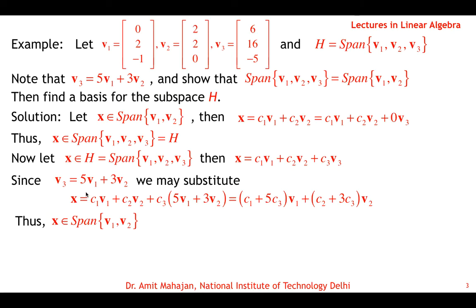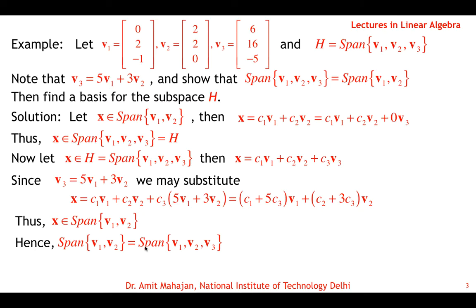Okay, and so any vector x in H is also in span of v1 v2, and any vector in span of v1 v2 is in H. Okay, so that means these two sets must be same. Okay, so that proves our first part, that the span of three vectors is same as span of two vectors if the third vector is removed because it is a dependent vector.